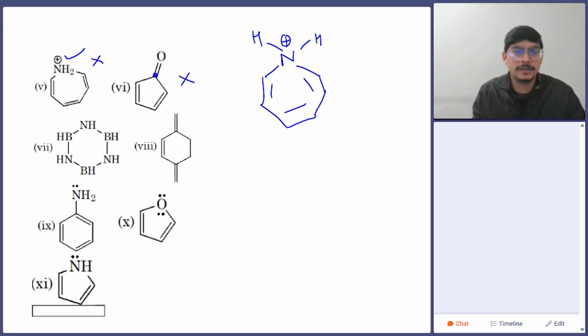Yes, this is definitely aromatic because nitrogen donates an electron pair to boron. So this is our third molecule. These are sp3 non-planar, so definitely not aromatic. Aniline is definitely aromatic. Furan, yes, it is aromatic. And this is pyrrole, so definitely aromatic with 6 pi electrons.